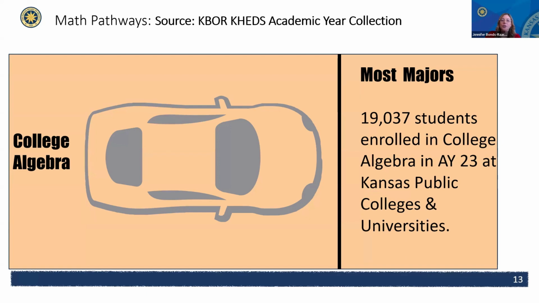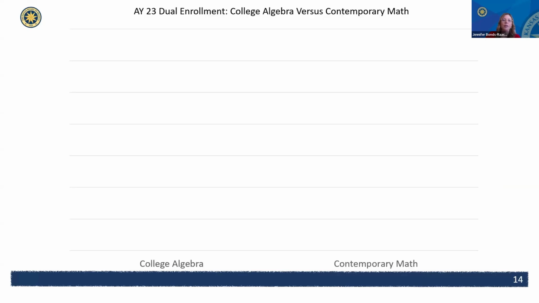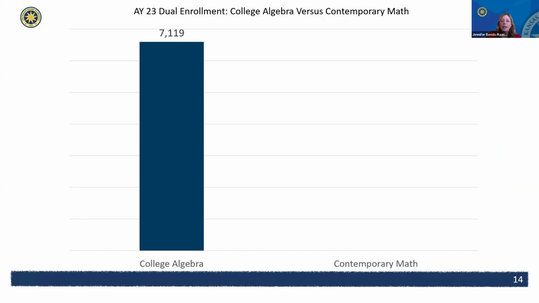So for academic year 2023, you can see that over 19,000 students enrolled in college algebra across the system. However, it is likely that only around 3,800 students will need the content from college algebra for their future careers. The trend of high enrollment in college algebra continues across the state, including dual enrollment. For the same academic year, over 7,000 high school students enrolled in college algebra compared to only 12 students who enrolled in contemporary math.